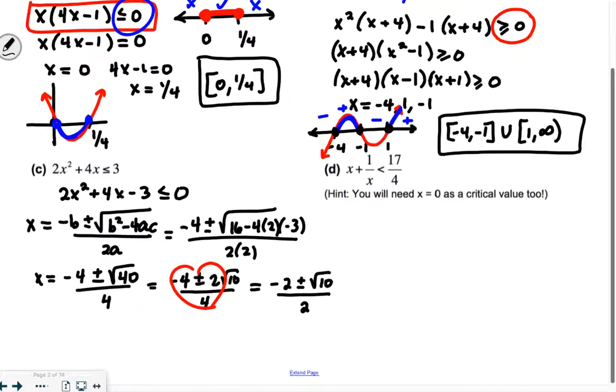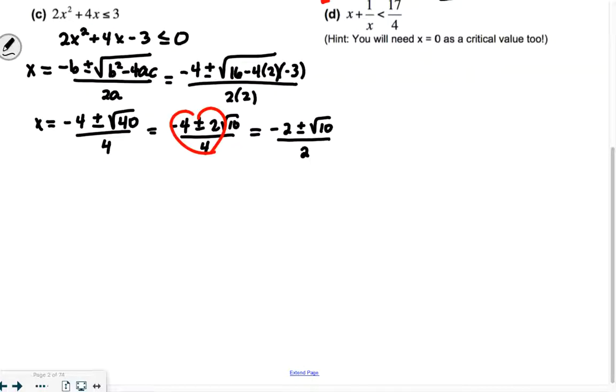And really, you don't have to find the decimal approximations for those. You can. You don't have to. Because we know which one's bigger and which one's smaller, right? It's going to be negative 2 minus root 10 all over 2, and it's going to be negative 2 plus root 10 all over 2. Makes sense why it's in that order?